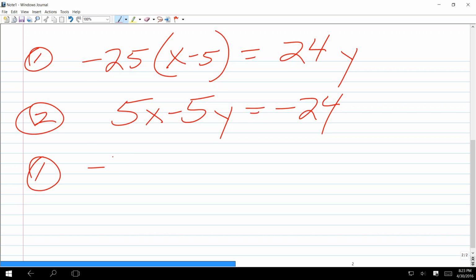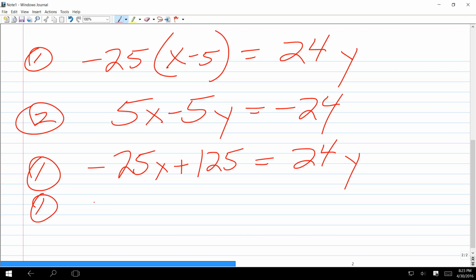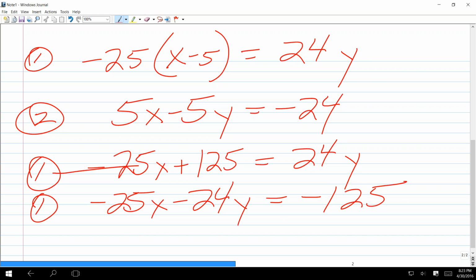Well, that's minus 25x. I go ahead and distribute: minus 25x plus 125 equals 24y. And now I'm going to move the 24y to the left side of the equation and move the minus 125 to the right side, because I want it in standard format. Standard format is where you have the x's and the y's on one side and the number on the other, like that. So that's my new equation 1.